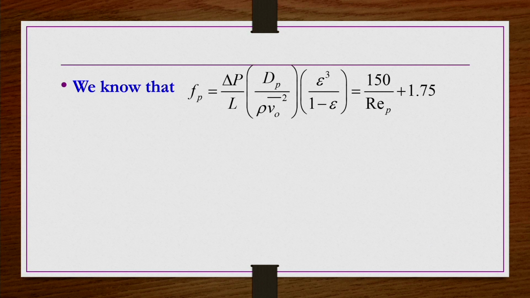Then we have seen that Fp is equal to 150 by Rep plus 1.75. So what we can see here is delta P multiplied by dP is there, and all these are the same in both cases, the previous case as well as this case. Only this delta P multiplied by dP is changing, and this Rep is changing, rest everything is the same. So we can write it as two cases, case 1 the previous problem, case 2 the present problem. Then we can write delta P1 dP1 by delta P2 dP2 is equal to 150 by Rep1 plus 1.75 whole divided by 150 by Rep2 plus 1.75.